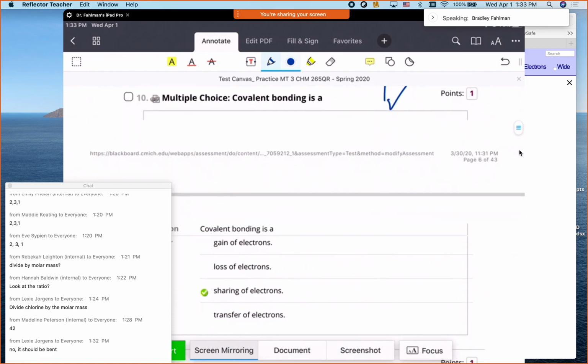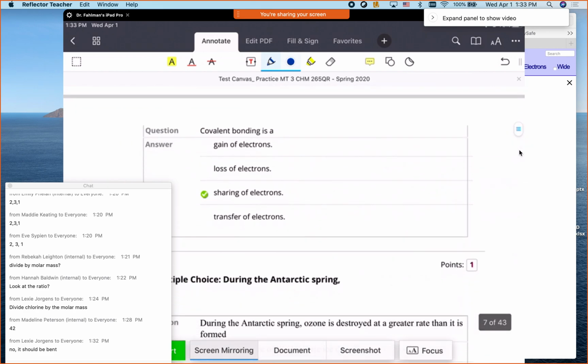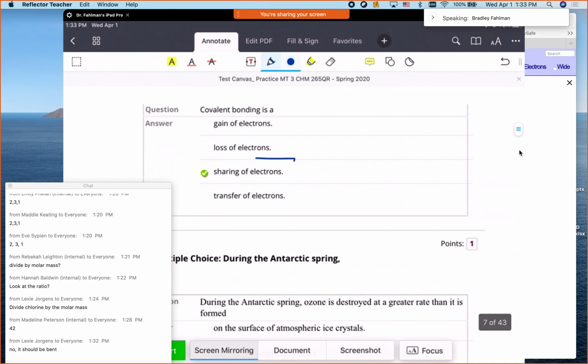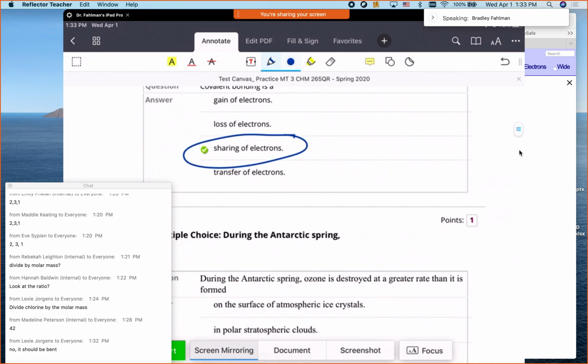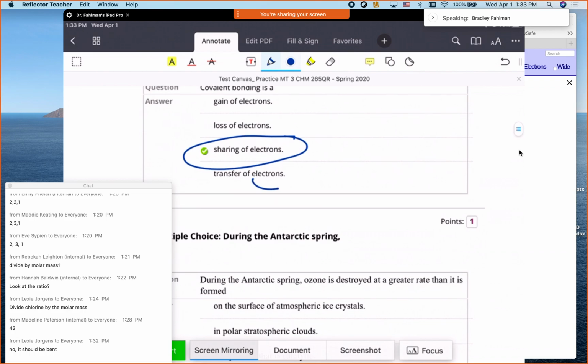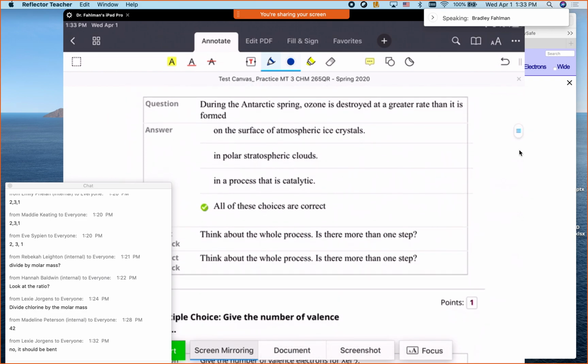All right, so the next question. Covalent bonding is, okay, and so just definition, so it's sharing of electrons. Transfer of electrons, that would really be ionic bonding. Okay. Again, just another definition from the reading here.